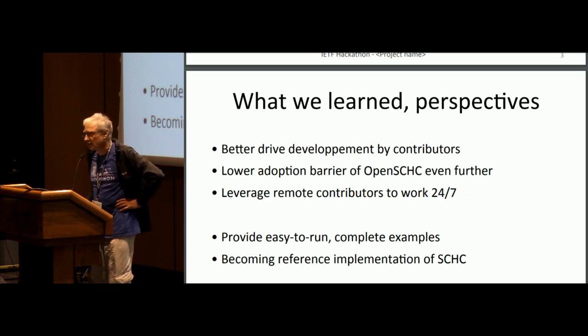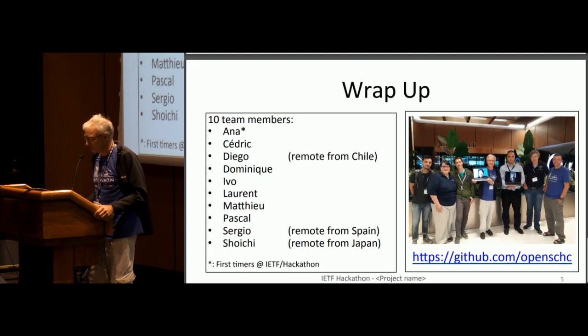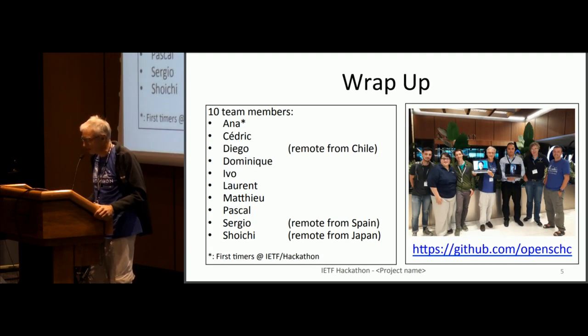What we learned is that it's easy to diverge on such projects when you have contributors overseas that you don't quite know beforehand. We really want to lower the adoption barrier to this project so that newcomers can get used to it without draining too much of the resources of the old timers. We also want to provide complete examples, and we want to become the reference implementation for Sheik. That's our team, 10 members, one new hackathon member, three people remote, from Japan, Spain, and Chile, which allowed us to run 24/7 over this weekend by having the Japanese guy working while we were sleeping. That's it. Thank you.